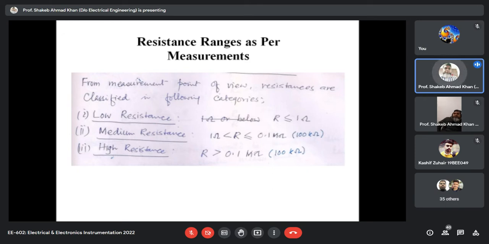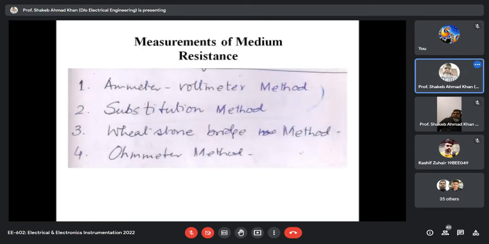Okay, so I'm coming to the voltmeter ammeter method. Actually, there is one more method which you missed. It is not that popular, but it is better than the ammeter voltmeter method. So: ammeter voltmeter method, substitution method, Wheatstone bridge method, and ohm meter method. I'm starting with the ammeter voltmeter method. These all methods are used for measurement of medium resistance.